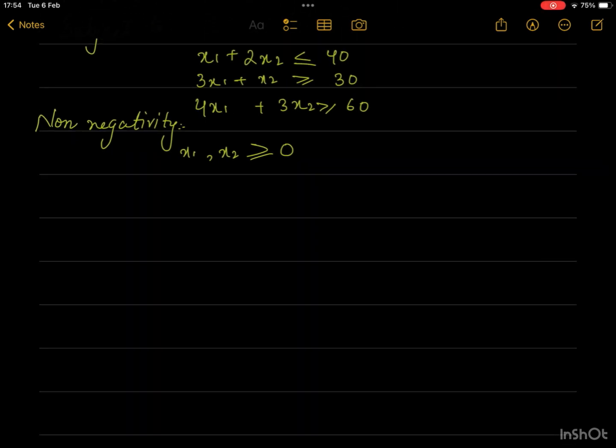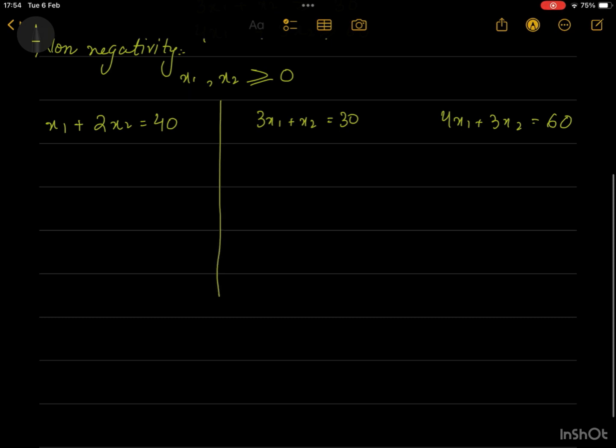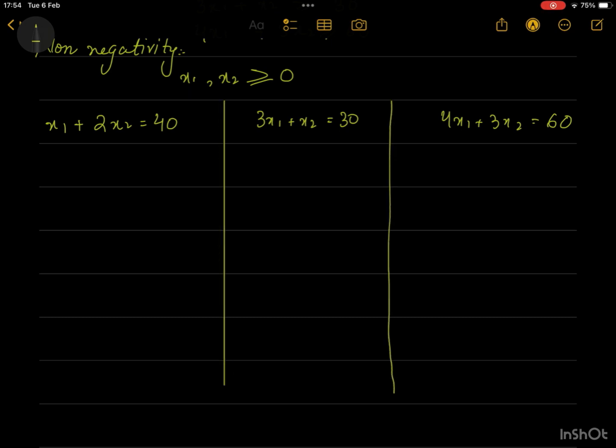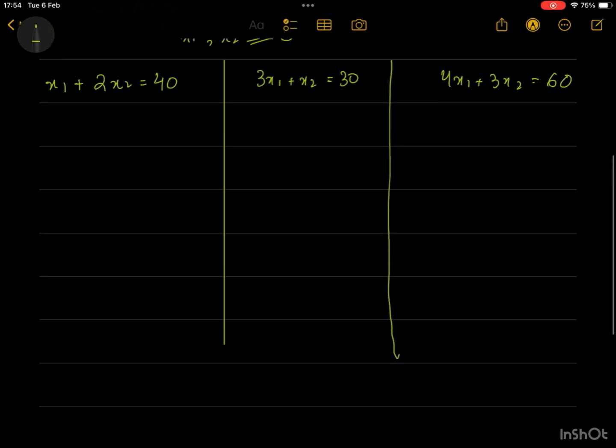The question is on our screen. First we have to find out the points for each and every equation to plot on the graph. At least we have to find minimum 2 points for each equation. So here we are finding the points.